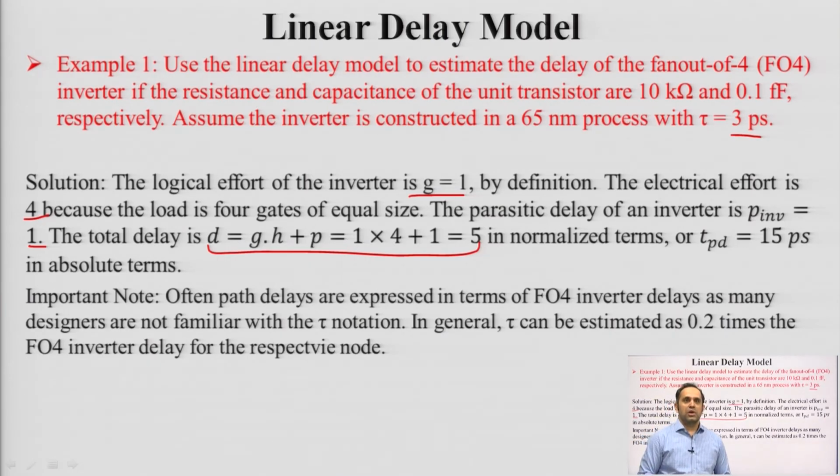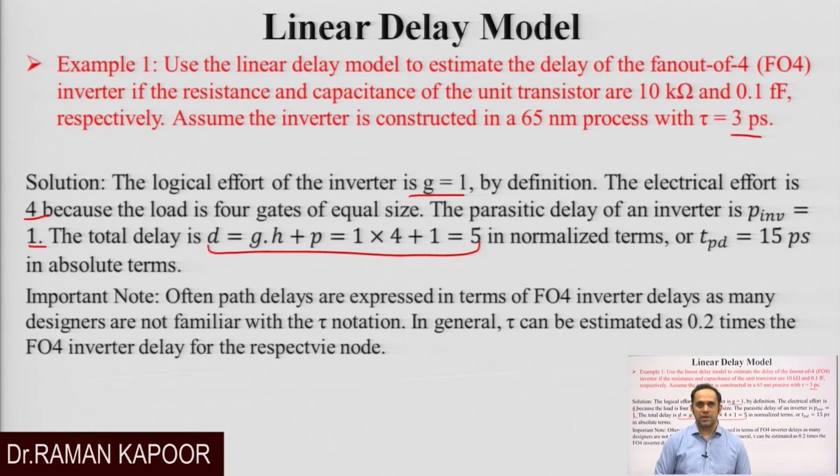Normally, path delays are expressed in these FO4 inverter delays. This is a common notation, because tau is not a very common notation. As a general rule, tau can be estimated as 0.2 or 1/5 of the FO4 inverter delay for any respective node. So, that is the lecture on the linear delay model.